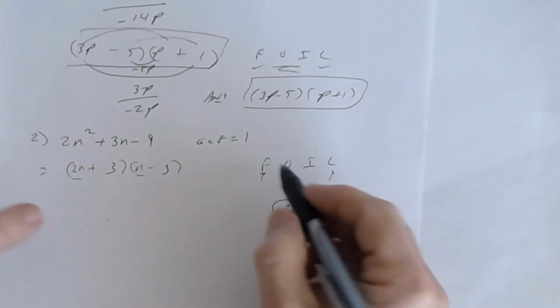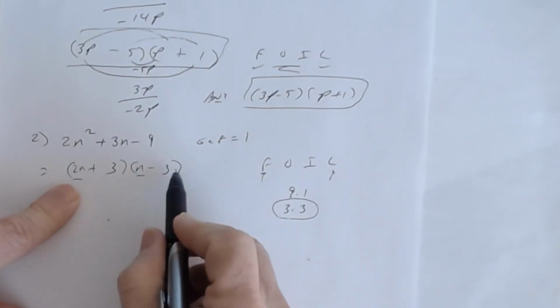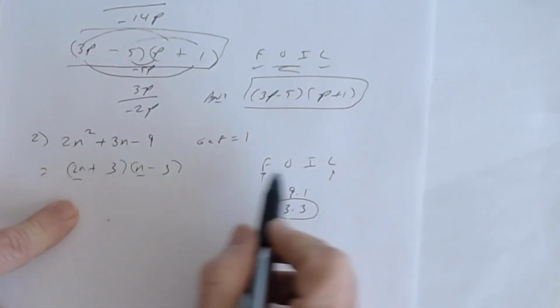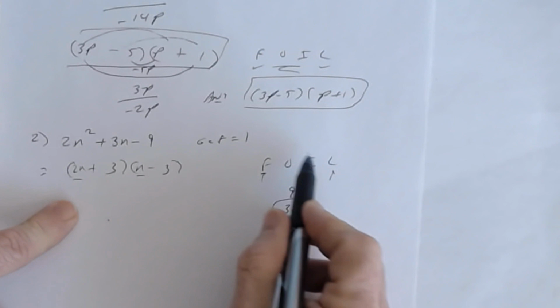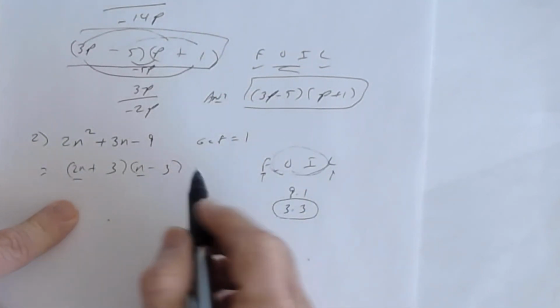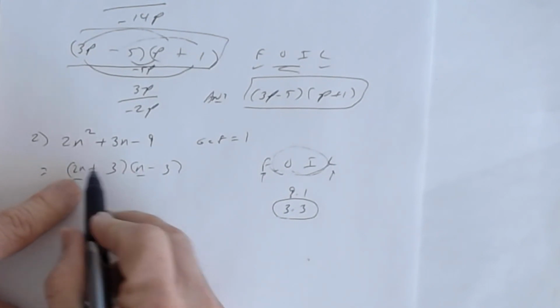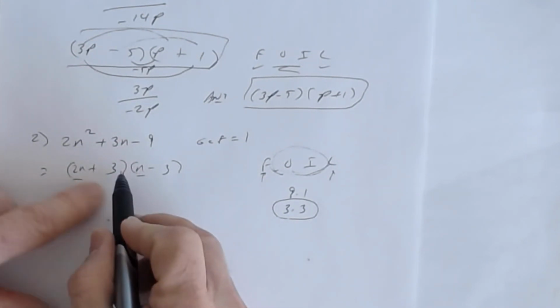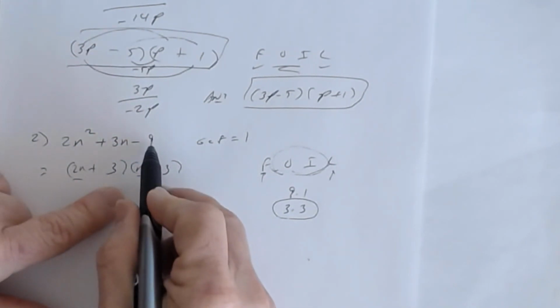All right, so remember, I fill this in. Don't say that's your answer without checking it. Remember, we haven't done the outer and the inner. Always double check the outer and the inner. So let's do the F again. 2n times n is 2n squared. A positive 3 times a negative 3 is a negative 9.